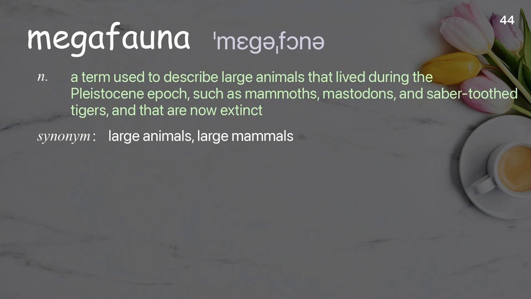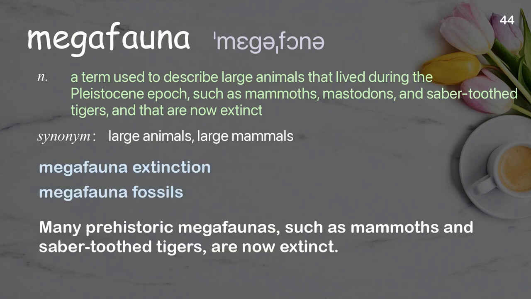Megafauna: a term used to describe large animals that lived during the Pleistocene epoch, such as mammoths, mastodons, and saber-toothed tigers, and that are now extinct. Examples: megafauna extinction, megafauna fossils. Many prehistoric megafaunas, such as mammoths and saber-toothed tigers, are now extinct.